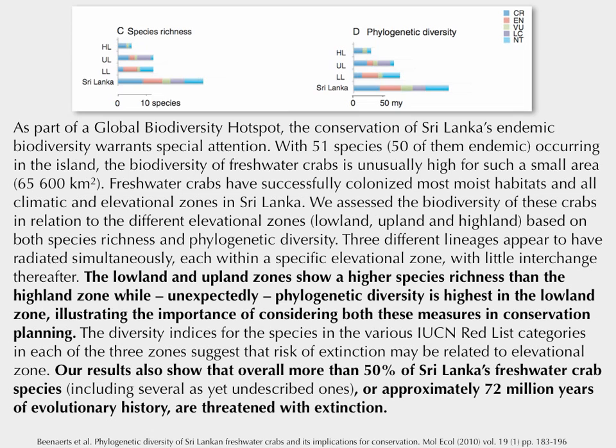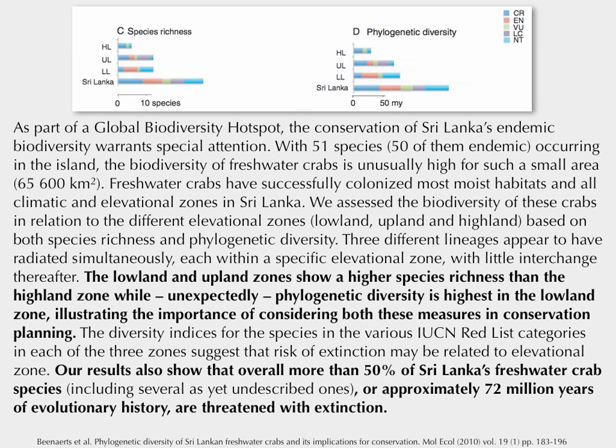Okay. Why might you want to value that as a conservationist? Why not just use raw species count? It's just that a raw species count doesn't tell you the whole story. You could have lots of different species that are all really recent.